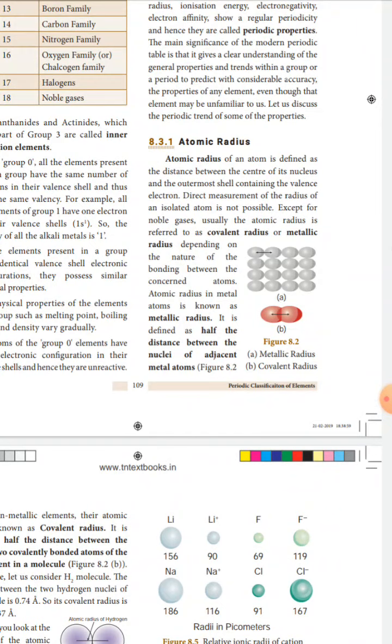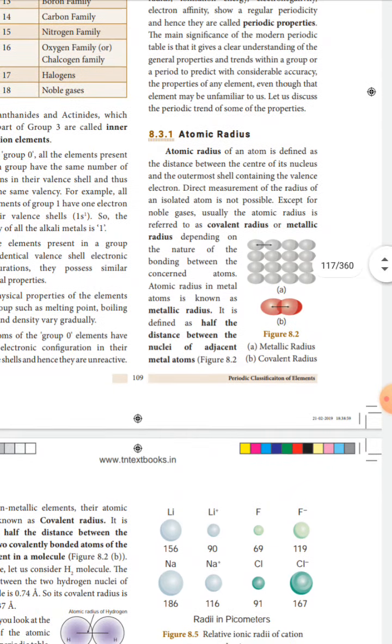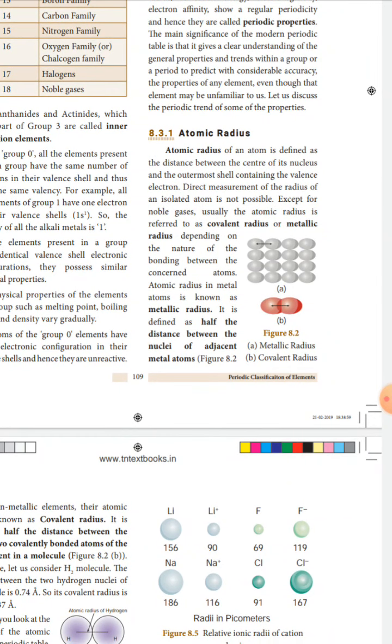Atomic radius. The first three lines, you are given the page of the book, so you can underline or take down in your notebook. What is called atomic radius? The first 3-4 lines is a definition. Atomic radius of an atom is defined as the distance between the center of its nucleus and the outermost shell containing the valence electron.